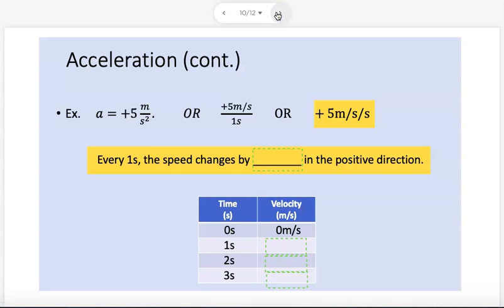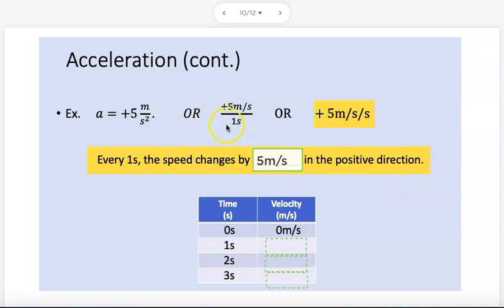So if we look at those units, let's make up this number here. If we had positive 5 meters per second squared, and write this down in your notes, that could also be written as positive 5 meters per second over 1 second. That could also be written as positive 5 meters per second per second. Write all of those variations down. This means that for every 1 second, the speed changes by 5 meters per second in the positive direction.